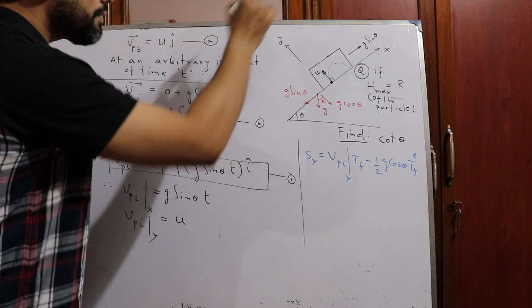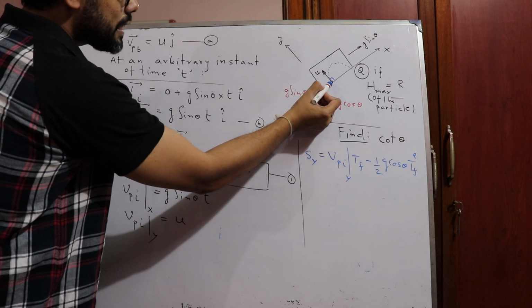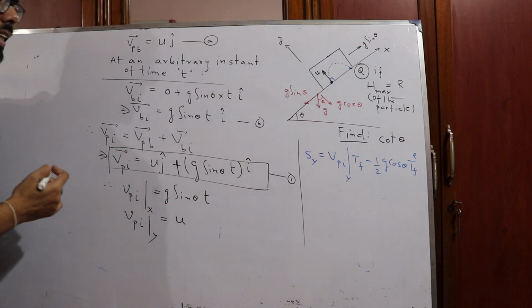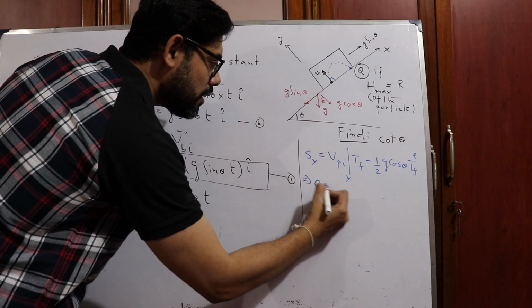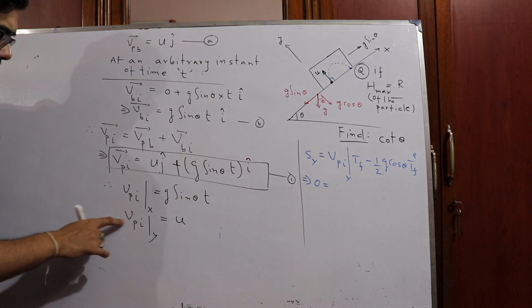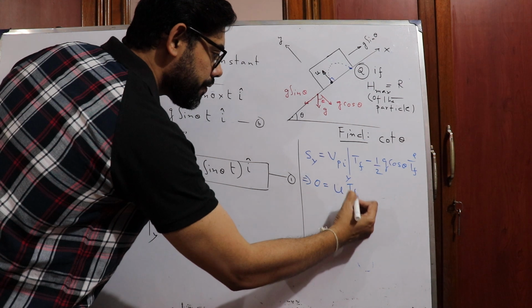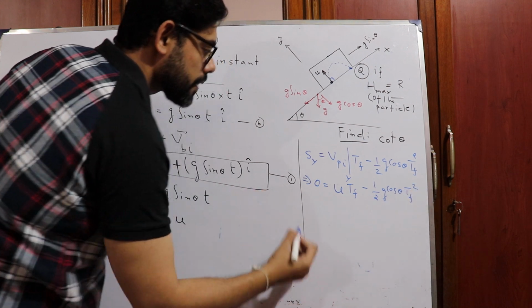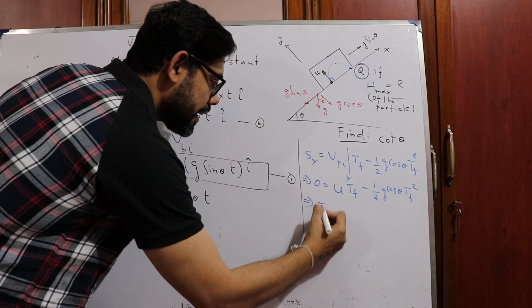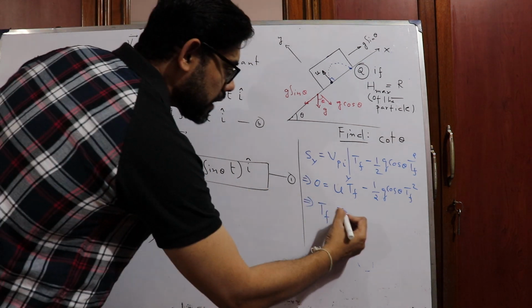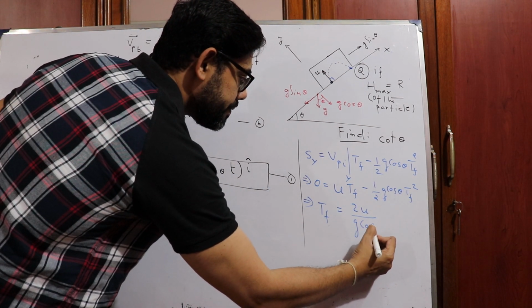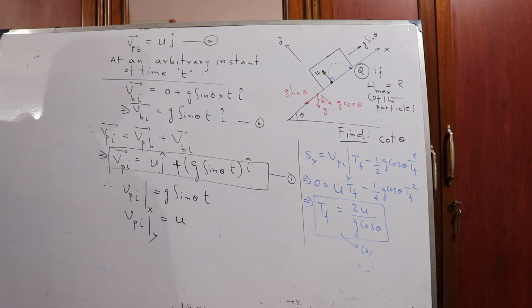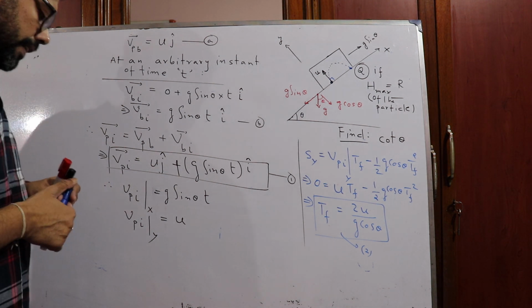So what is the net vertical displacement? When the projectile starts its motion from here and reaches here, along the y direction, what is its net displacement? The net displacement is 0. So I can write 0 is equal to the y component, which is u, into tf minus half g cos theta tf square. So from here what will I get? I will get the total time of flight tf equals 2u divided by g cos theta. This is my equation 2. This is the time of flight of this particular projectile.